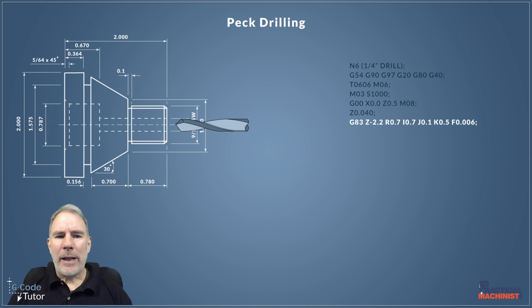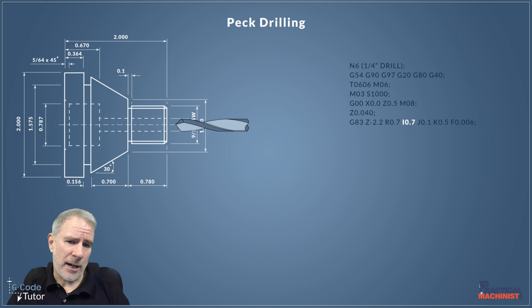But then we have also our retract value, which is the same. We can still use R, so I'm still using the retract value the same as before. But here we have I, J, and K. So this is the extra bit. So this is what they do. So I decides the size of the first cutting depth. So when we're drilling in, it's going to go to the depth of I before it retracts. So this time we're taking 0.7 of an inch cut before the first retraction.